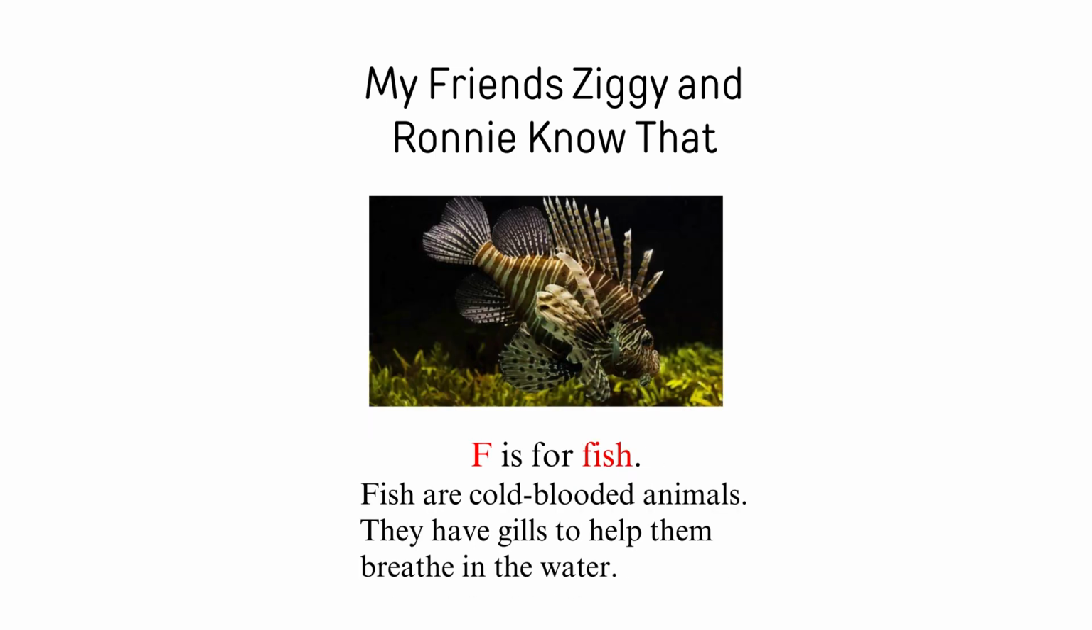My friends Ziggy and Ronnie know that F is for fish. Fish are cold-blooded animals. They have gills to help them breathe in the water. What are the types of fish in the area where you live? What makes fish different from other animals found on Earth?